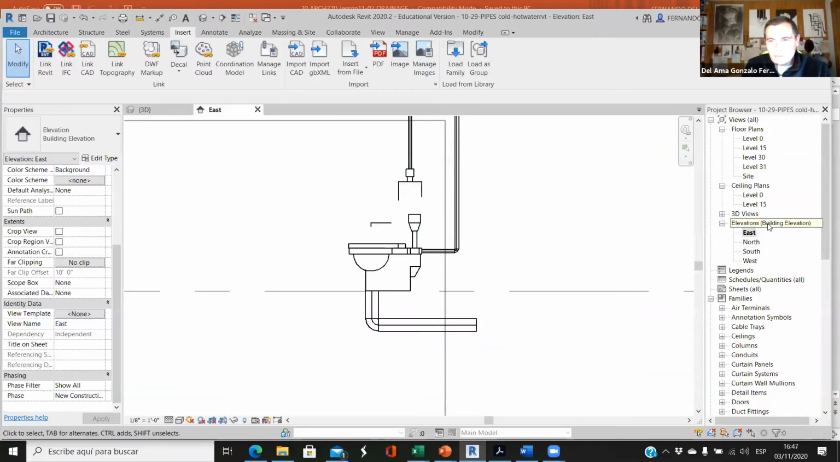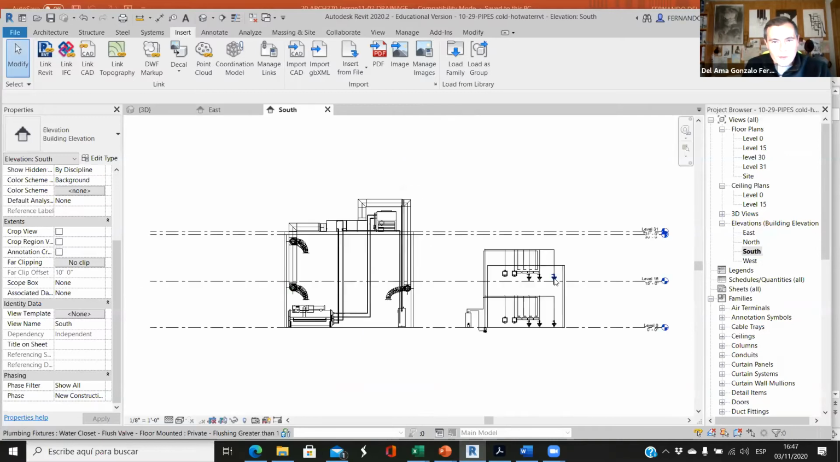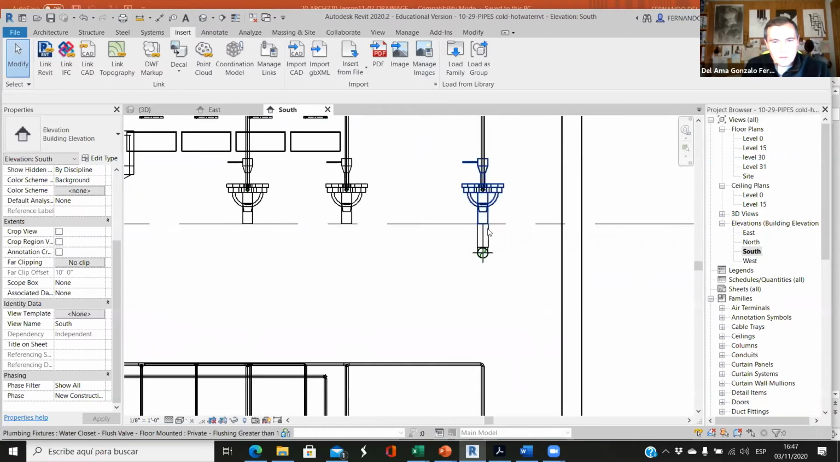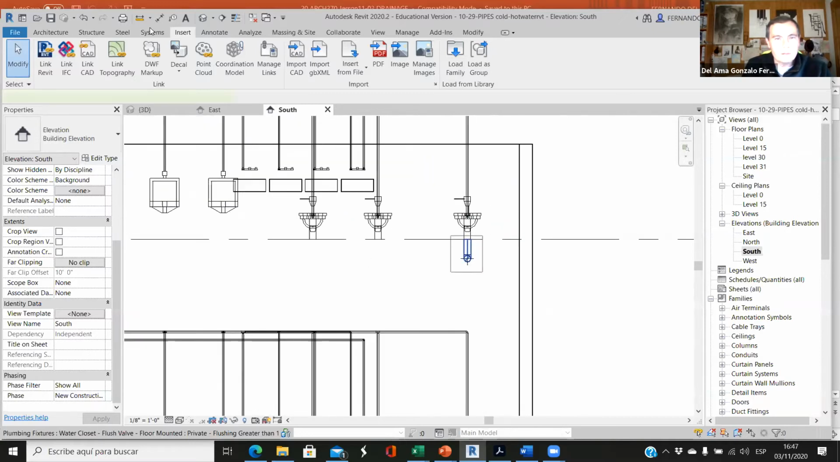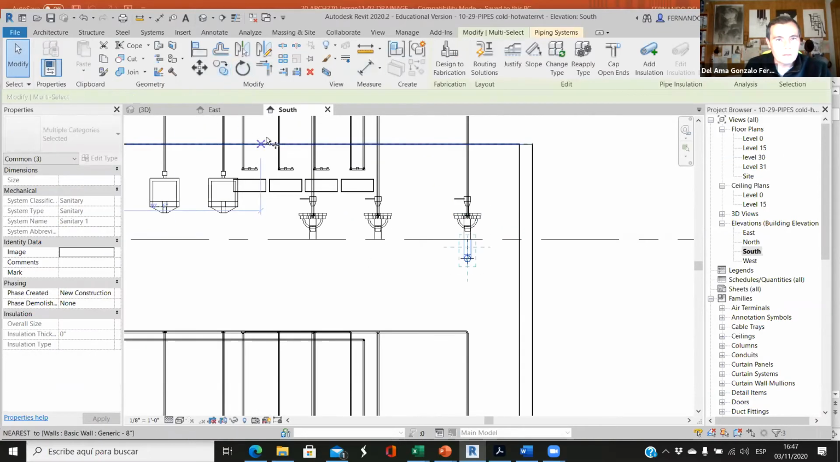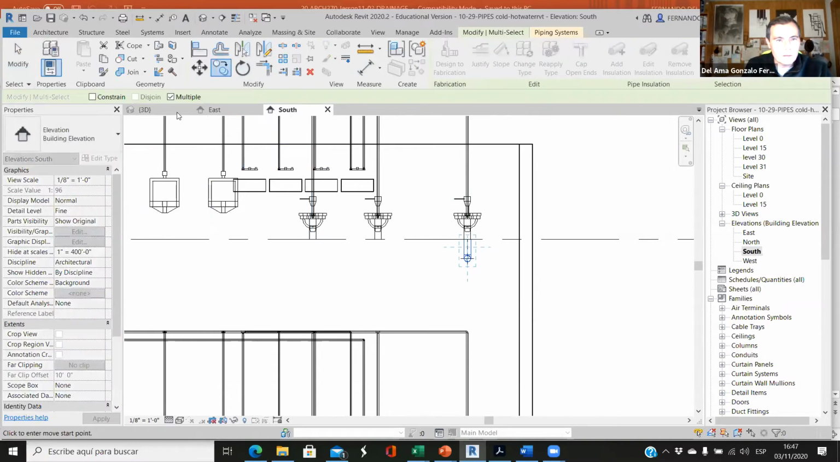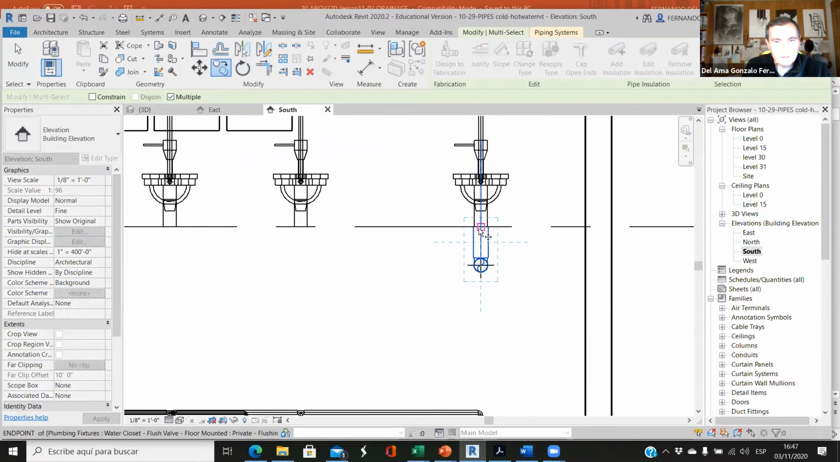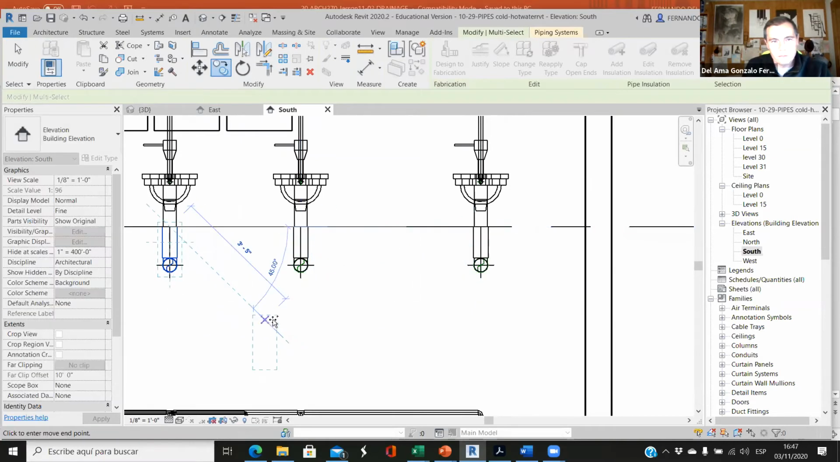What can we do now? Let's open the other elevation. Yeah, okay, so we have this here, and now we can copy this, copy multiple. There you go.